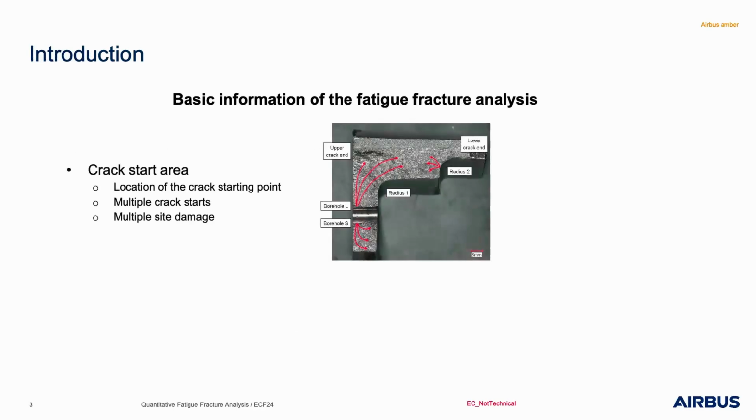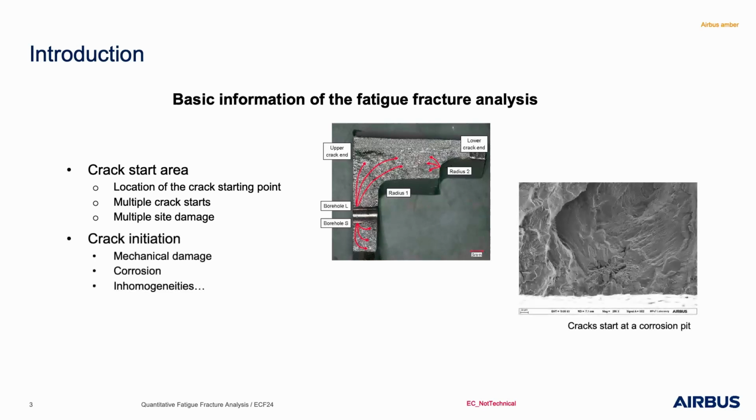But what is the basic information of the fatigue fracture analysis? I know a lot of people know it very well, but again, here we see it first. We can see the crack start area, the location of the crack starting point, if there are multiple crack starts, if there is multiple site damage and things like that. We can answer the question why the crack started. Is there a mechanical damage to the crack start? Is there corrosion? Are there inhomogeneities of the microstructure? And other things. Here, for example, we see a typical corrosion pit at a crack start.